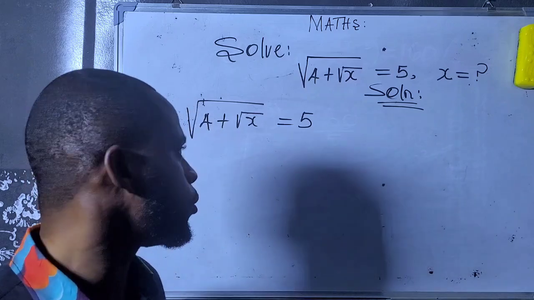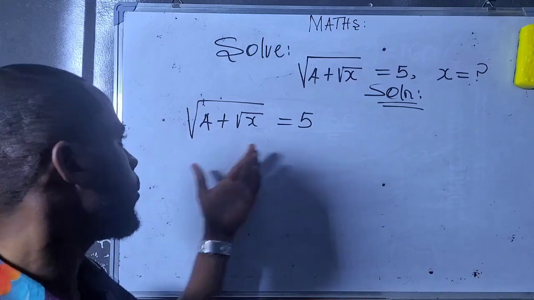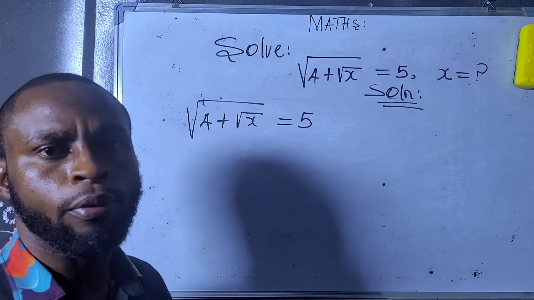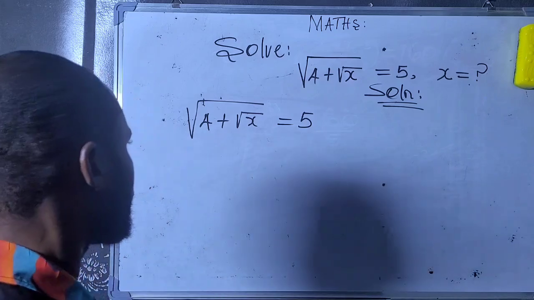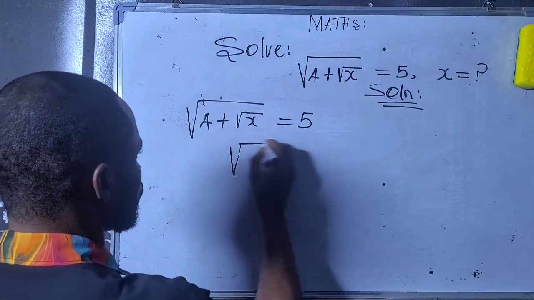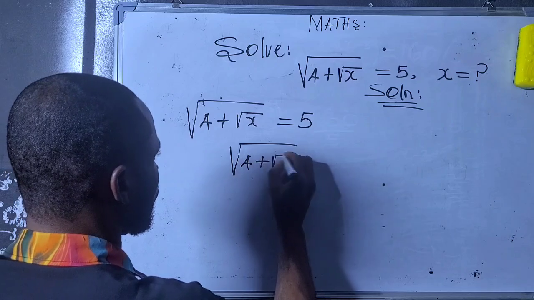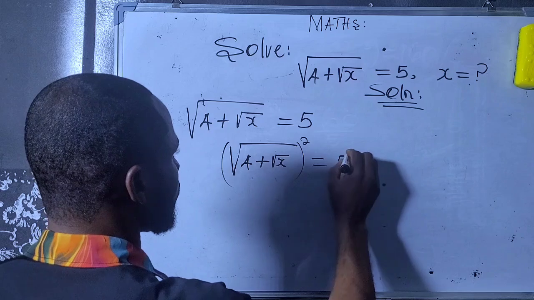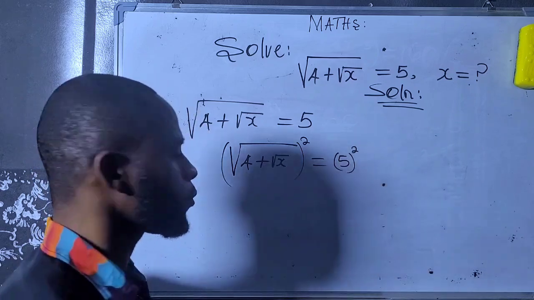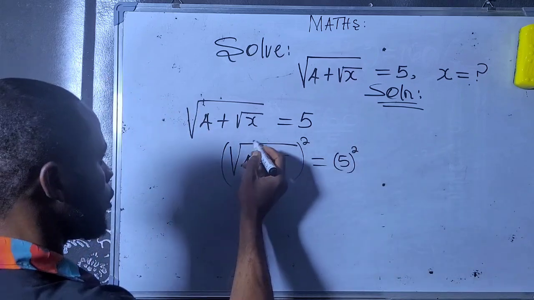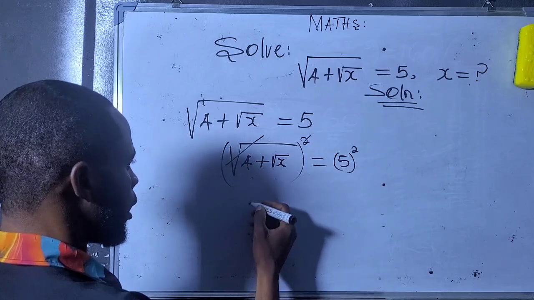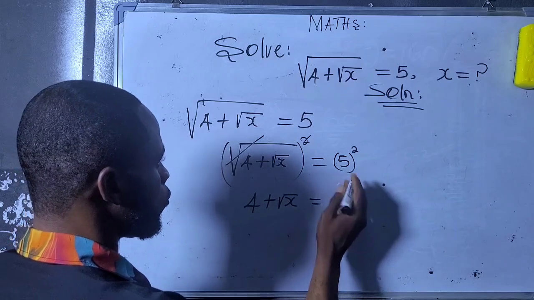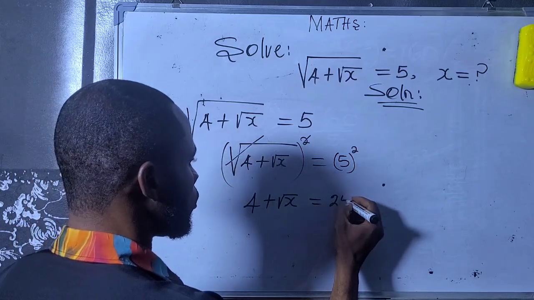Here, the first step you need to consider is to square both sides of the equation so that the radical sign here can be removed. Then the equation becomes (square root of 4 plus square root of x) all squared equals 5 all squared. Then here, the square root will eliminate the square, and the equation becomes 4 plus root x equals 5 to the power of 2, that will give you 25.